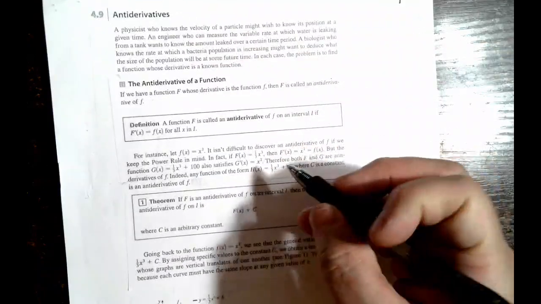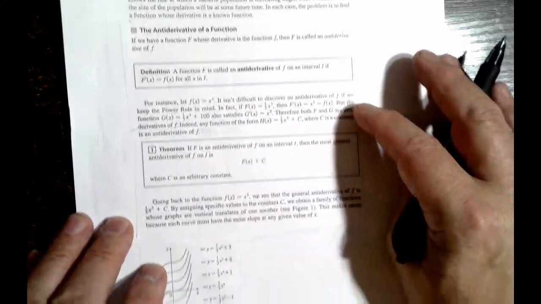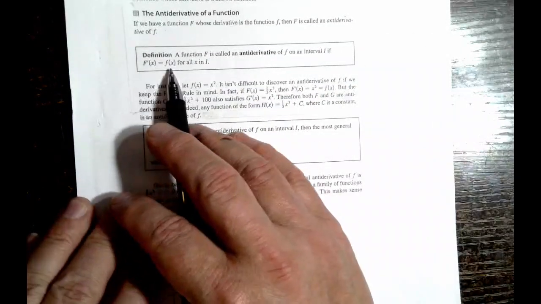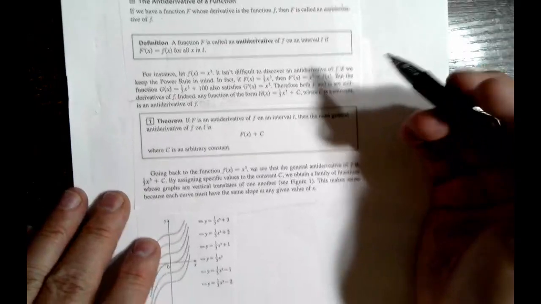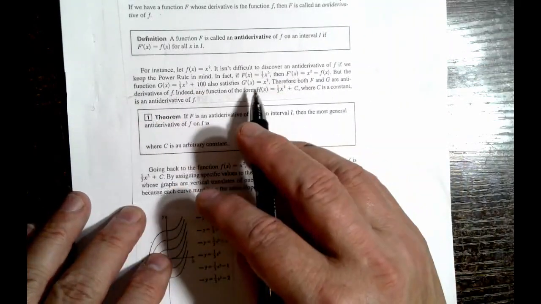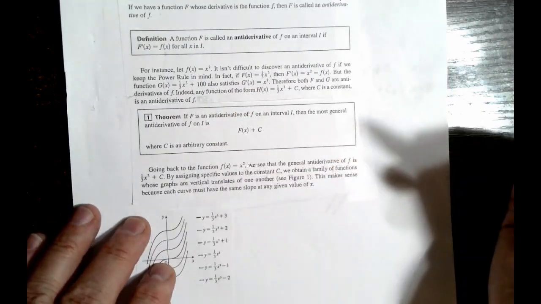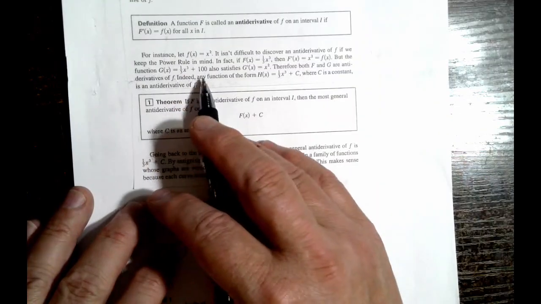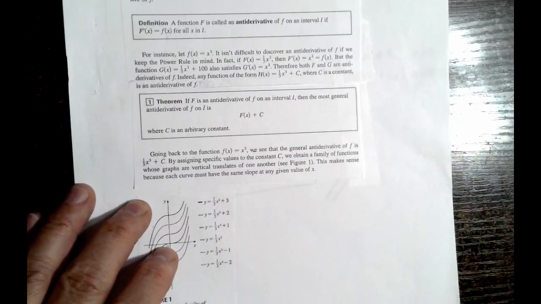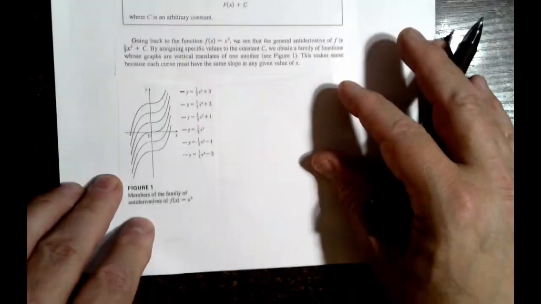So if you've got some function f, the antiderivative we're going to call capital F. All right, thus F prime equals f. Now, if you let f equal x squared, then capital F is going to be 1/3 x cubed. But notice 1/3 x cubed plus 100 is also a possible answer. And so you've got a whole family of formulas that can answer the same question.